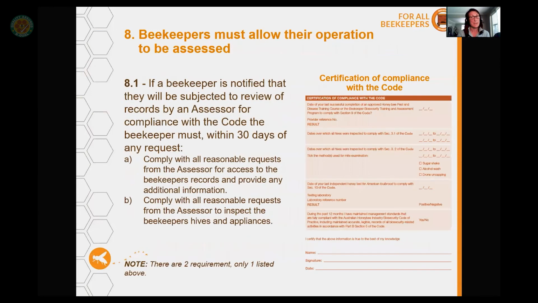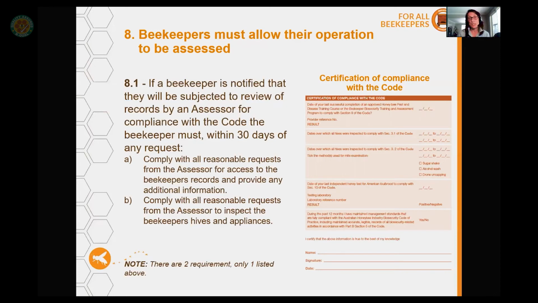Number 8, beekeepers must allow their operation to be assessed. Now, all beekeepers are required to keep records, and beekeepers in charge of 50 or more hives are required to certify their compliance with this code annually. And all beekeepers may at some time or other have their records examined by a bee biosecurity officer or an authorised person to verify this self-certification, and beekeepers are required to cooperate with the assessment and make their records available.